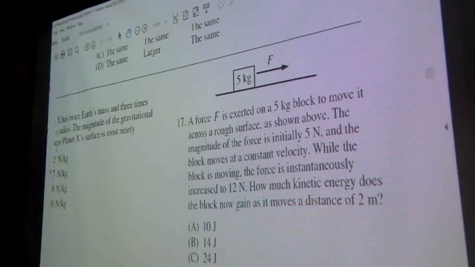Alright, the next question. Read it. Graham Brown. Harrison Snyder. What's the answer?